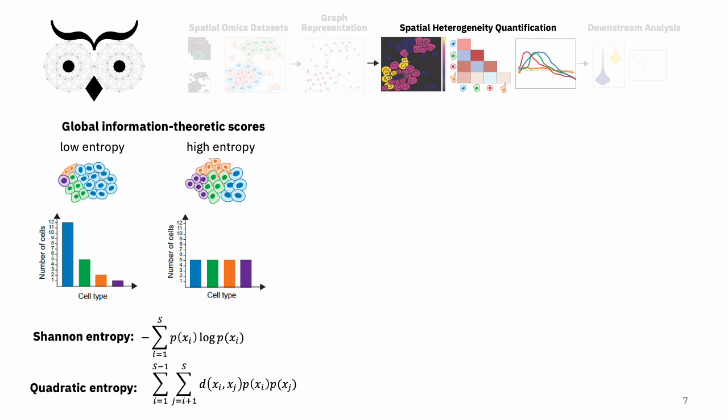Next, we also implemented several entropic scores that are borrowed from ecology and information theory. And in general, these scores are a function of the number of species, the so-called richness, and their relative abundance. So first of all, how many different cell types are in a sample and what's the distribution of those cell types in the sample.